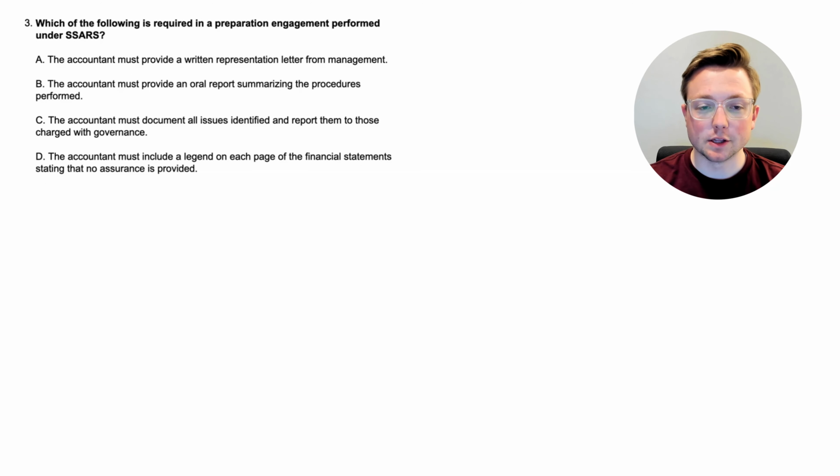All right, here we are at question 3. Which of the following is required in a preparation engagement performed under SARS? So what is required? Let's go through the options. Option A, the accountant must provide a written representation letter from management. Option B, the accountant must provide an oral report summarizing the procedures performed. Option C, the accountant must document all issues identified and report them to those charged with governance. Or option D, the accountant must include a legend on each page of the financial statements stating that no assurance is provided.